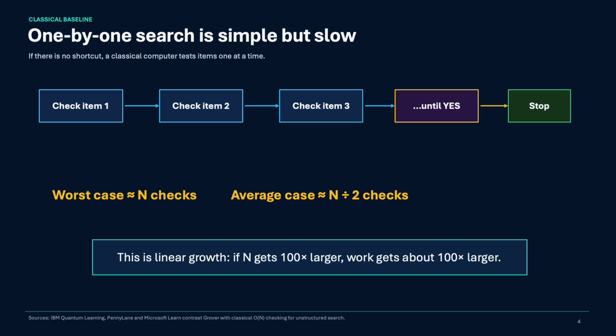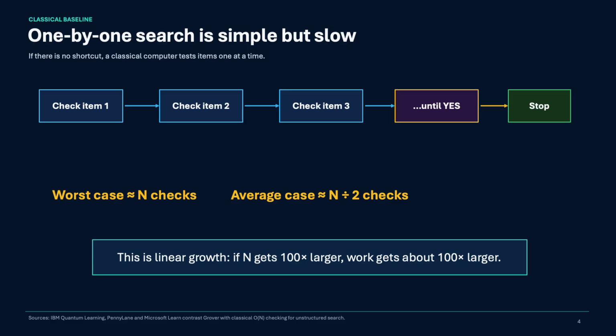One by one classical search. Let's first send a normal classical computer into Maya's library, a standard binary agent. It checks door number 1, wrong, door number 2, wrong, door number 3, wrong, and it keeps going. If there are n possibilities, the worst case could require almost n checks. If the answer is randomly located, a rough average is around n divided by 2.